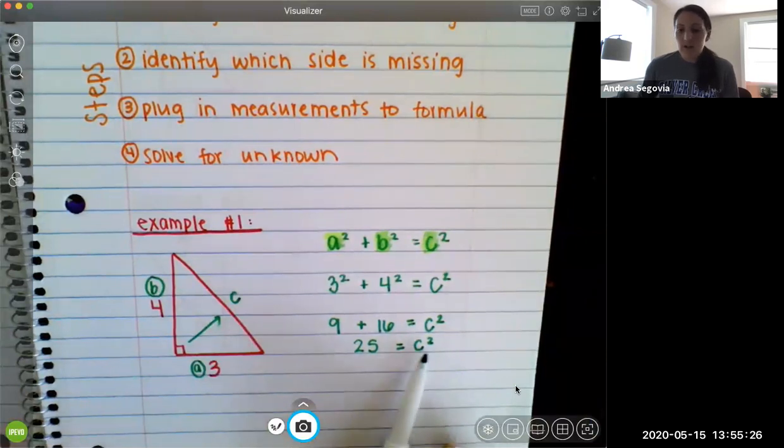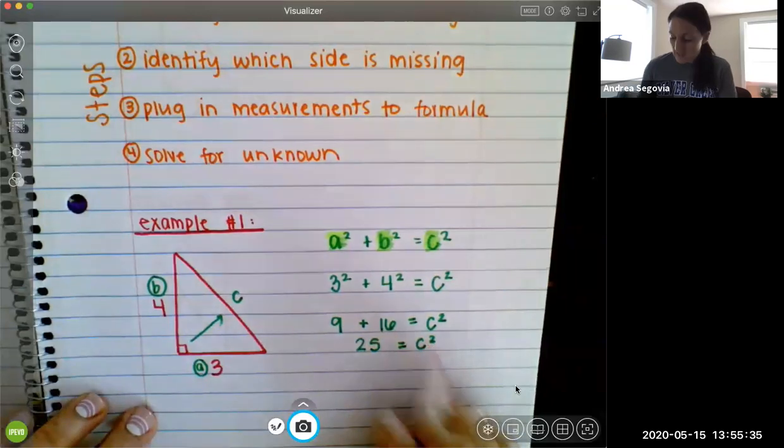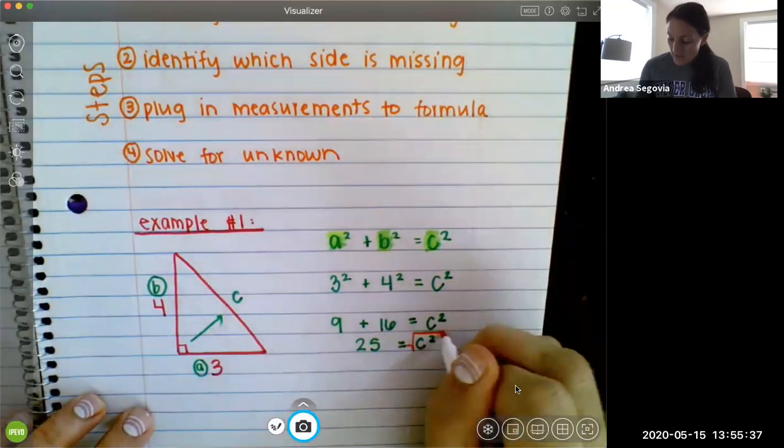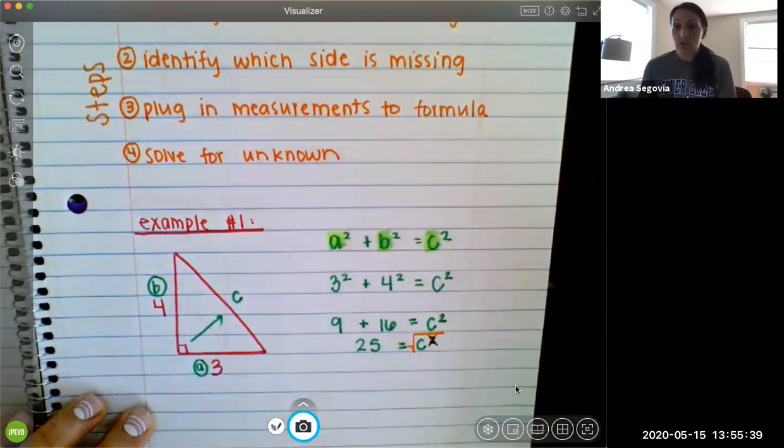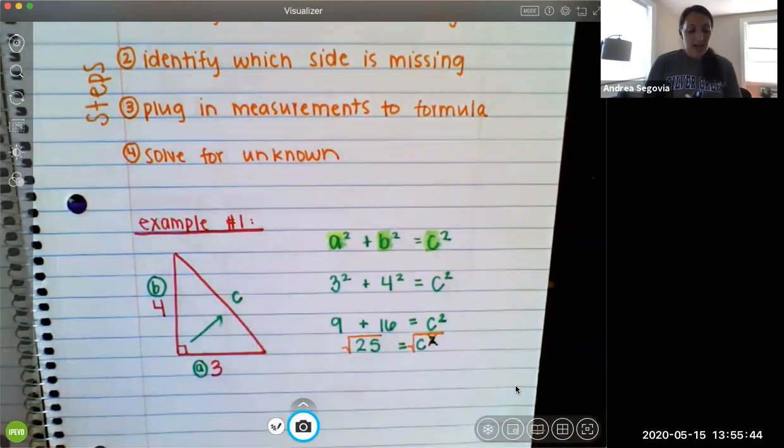C by itself, how do I get rid of that exponent 2? Well, this is something we learned a couple weeks ago. The inverse of a squared exponent is to square root that, because that will cancel out my exponent of 2. Whatever you do to one side, you have to do to the other. And now I can solve.